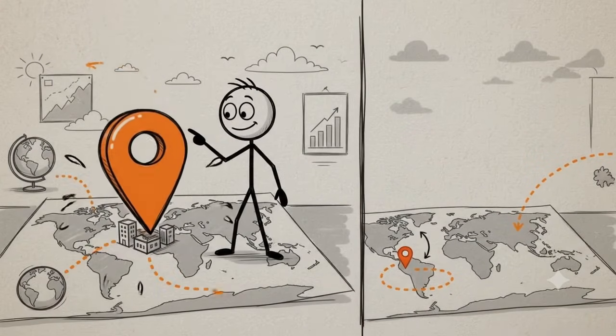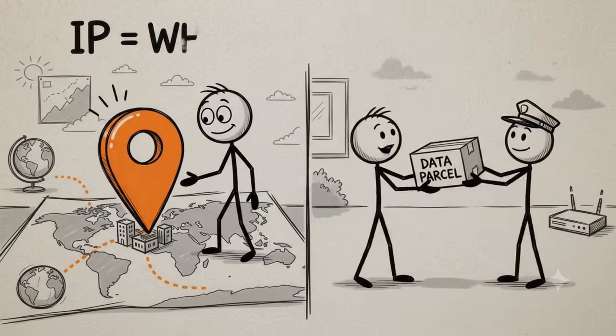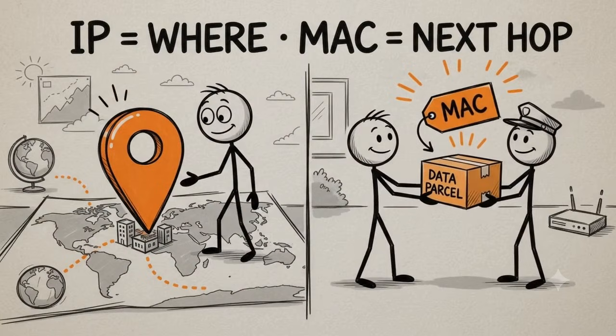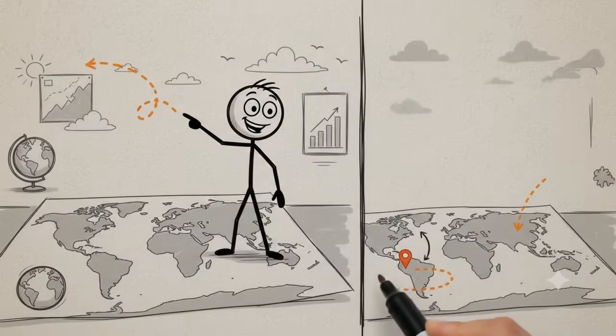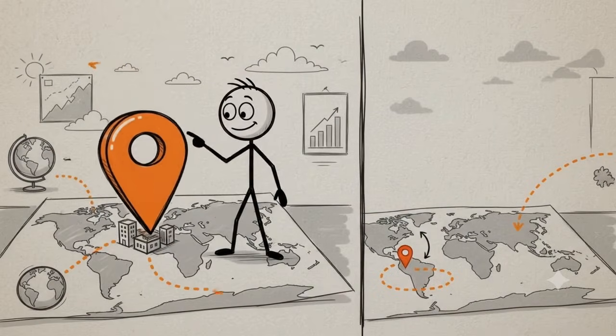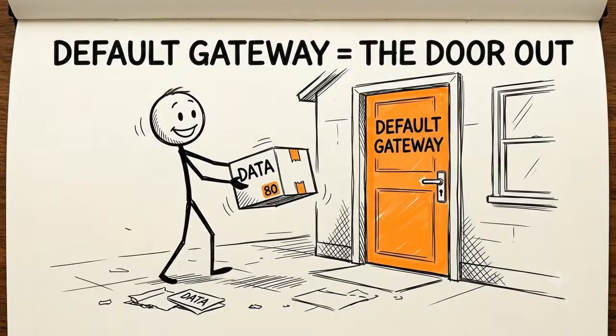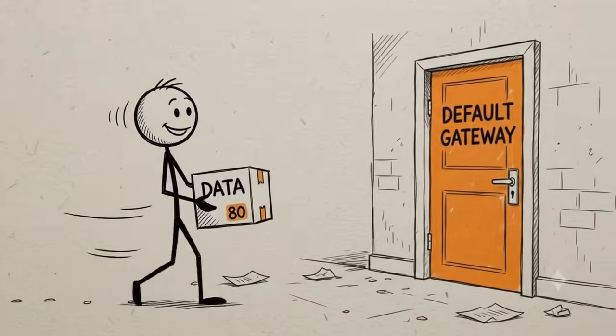The IP address says where on the planet the packet is going. It never changes end to end. The MAC address says which device is the next physical hop. It changes at every step. Country versus street.